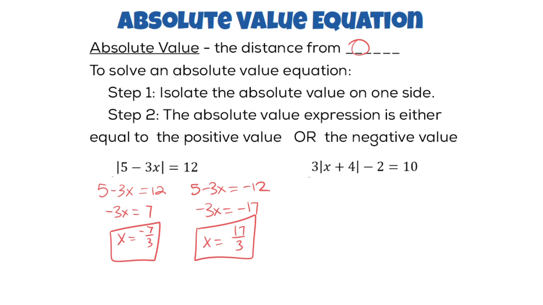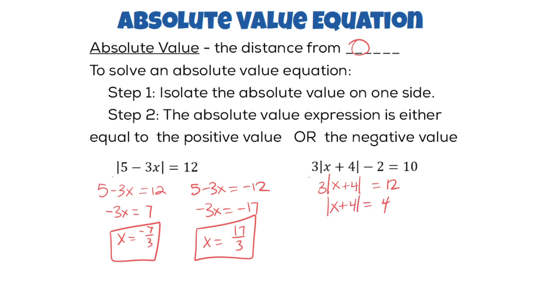This one's a little fancier. The absolute value is not isolated, so we must do that first. And just as you would solve any equation, I'm going to get rid of the -2 first, add that to the other side. Then I'm going to divide by that 3. You cannot distribute through absolute value. Those are not parentheses. You cannot distribute. You have to divide it out.